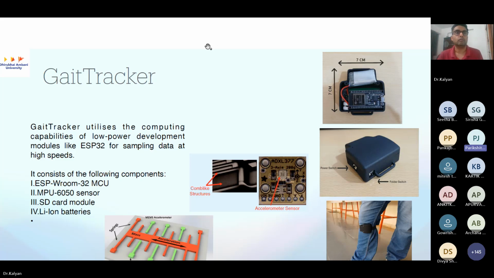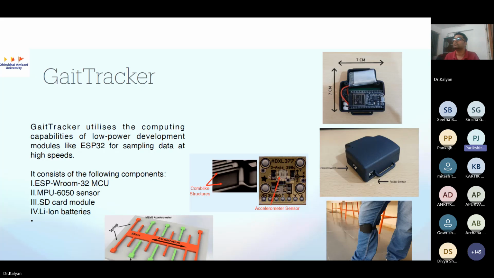As you can see in the casing over here, the device dimensions are 7 by 7 centimeters. One active part in this development is also to make this form factor even smaller. We have been working on how we can do that. I'll quickly explain the functionalities of the device. It has two switches. One is the power switch, which enables you to power the device on and off. The second is the folder switch. For example, if there are multiple patients and we want to segregate the data of each patient into individual files, then the folder switch will help us in doing that.